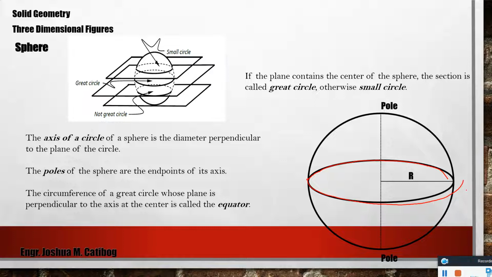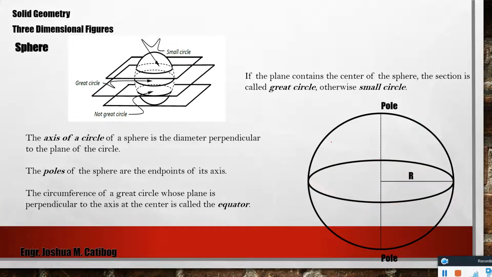Okay, so actually guys, ito ang tatandaan nyo po, the radius of the great circle is also equal to the radius of our sphere. Natandaan nyo ha? The radius of our great circle ay radius din po ng ating sphere.